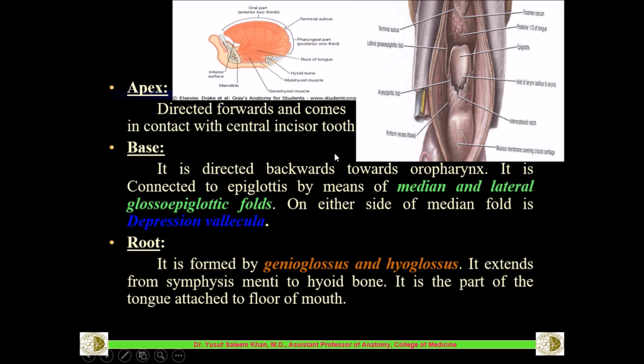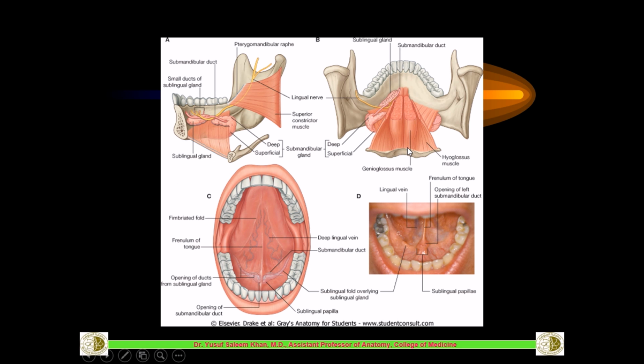The root is formed by the genioglossus and the hyoglossus. We will talk about these different muscles here. So here is the root of the tongue, mainly formed by the genioglossus and hyoglossus. If you see this picture here, you can appreciate these muscles. These are called the genioglossus. Here, if you see the posterior part of the mandible, there are the superior and inferior genial tubercles. These muscles come from the genial tubercles. That's why they are called genioglossus. They begin from the genial tubercles and go to the tongue.